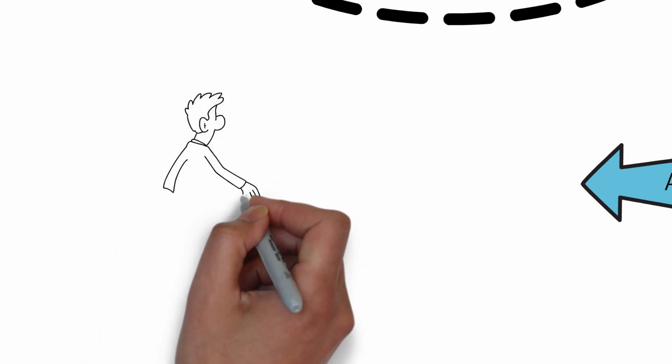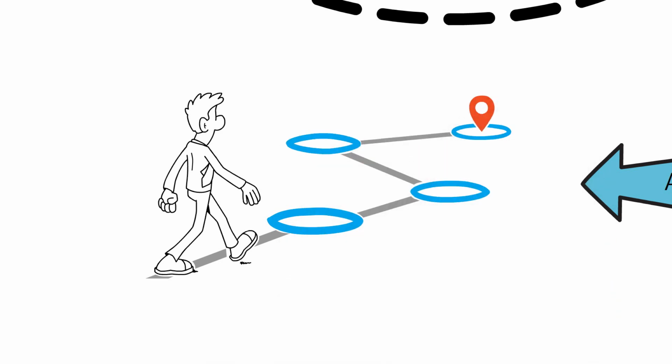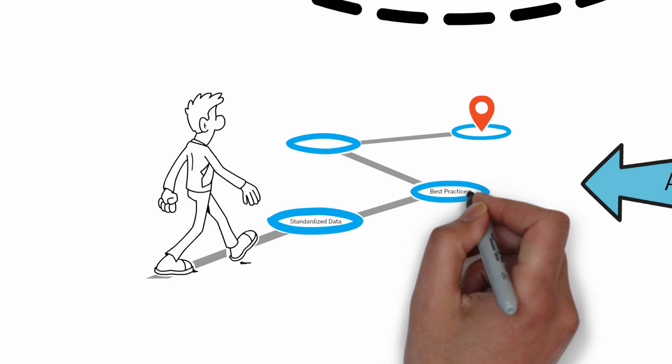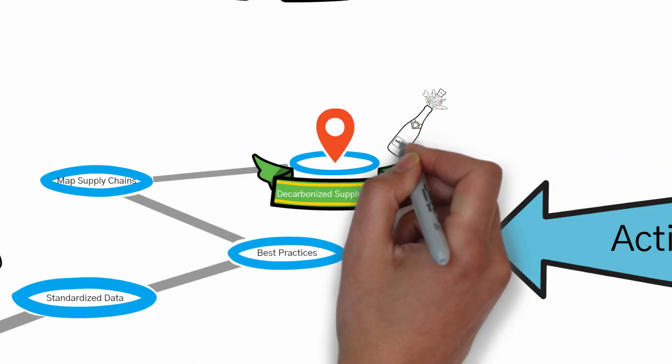This is just the first step in a long journey, not only to save time preparing standardized data for sharing, but establish best practices, map supply chains, and provide more accurate, granular data to help decarbonize supply chains.